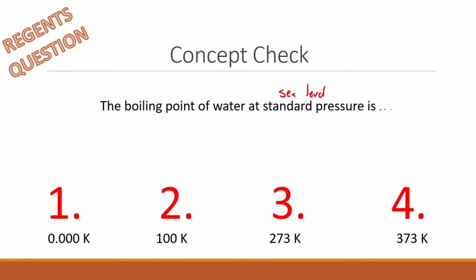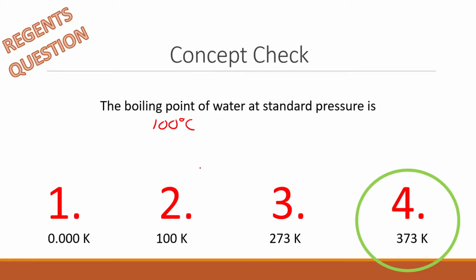Here, our answer is choice 4. The boiling point of water at sea level is 100 degrees Celsius. Right? Table H lets us know that the boiling point changes at different pressures, but at sea level, at standard pressure, it's 100 degrees Celsius. When we make that conversion, Kelvin equals Celsius plus 273. Kelvin equals 100 plus 273. We get choice 4.